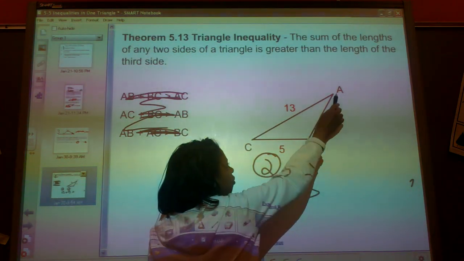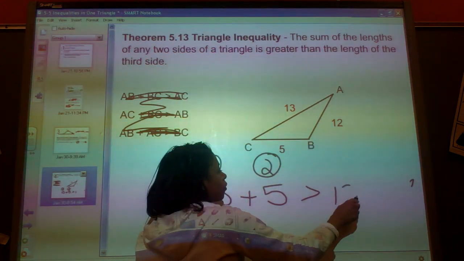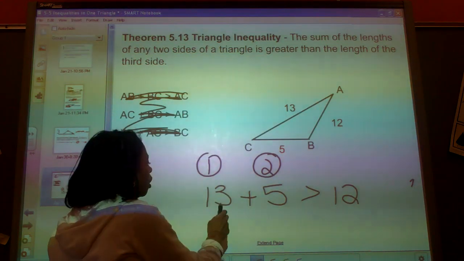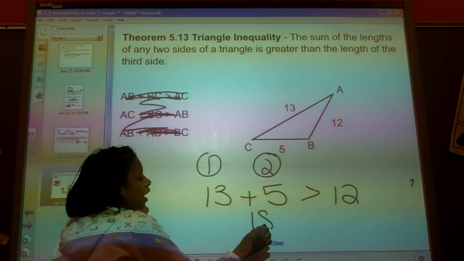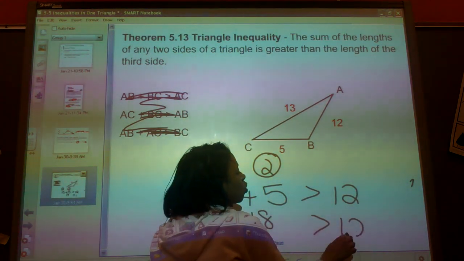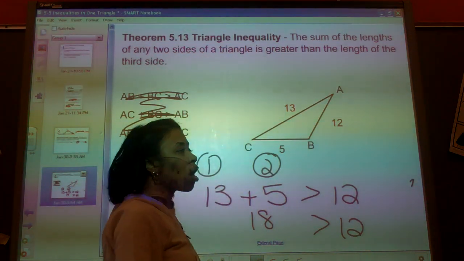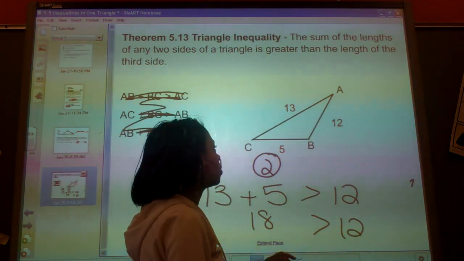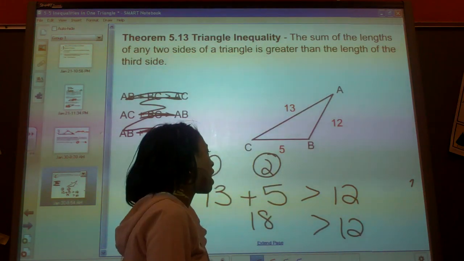Well, what's the length of the third side, which is AB? It is 12. Is this statement true? 13 plus 5 is going to be 18, and 18 is greater than 12. That means so far this is a triangle. Now I need to check the last two sides.